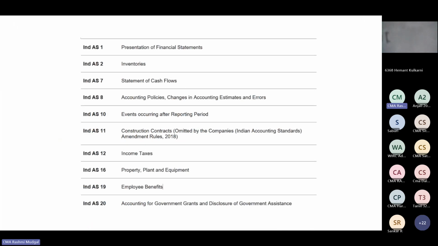Okay, what was Ind AS? Ind AS was actually given as guidelines to know the accounting and to be implemented in the reporting system. Ind AS 1, 2, 7, 8, 10, 11 are the notified Ind AS. First was presentation of financial statements.